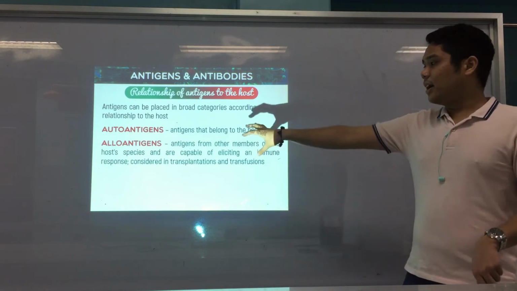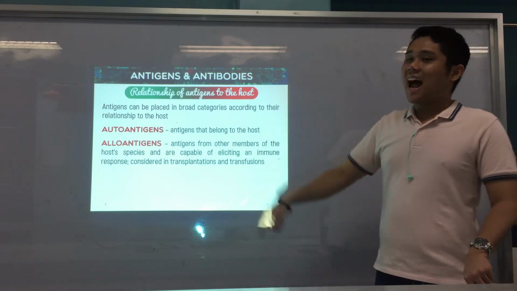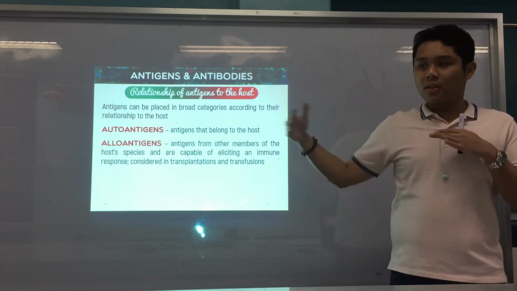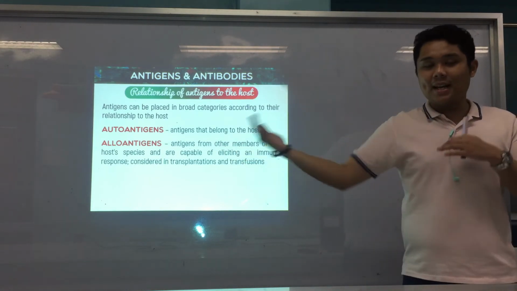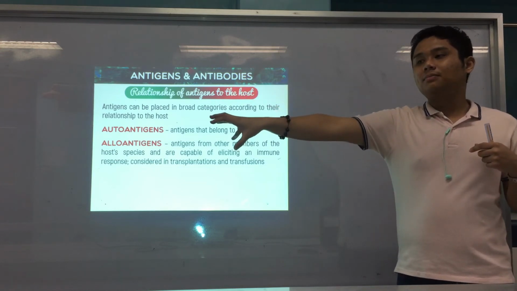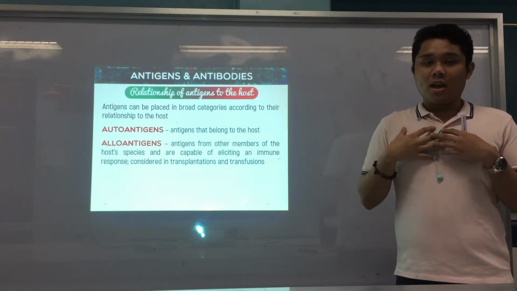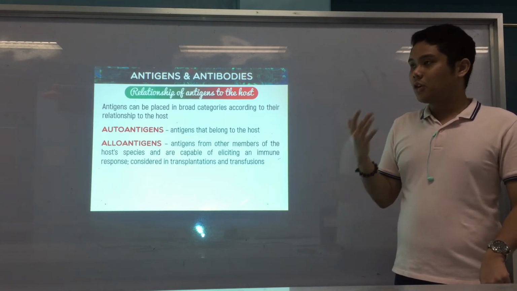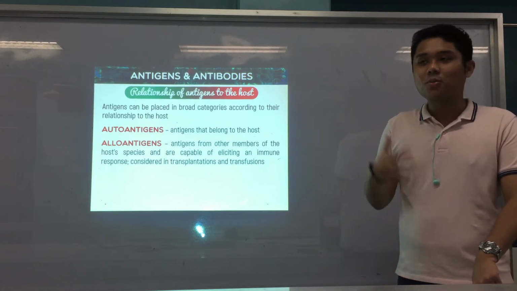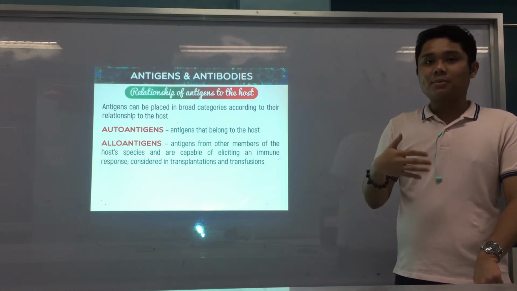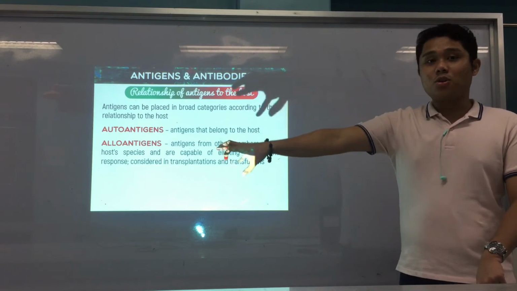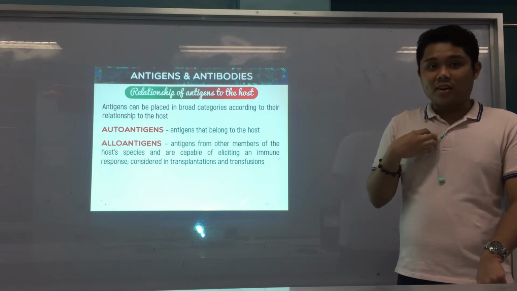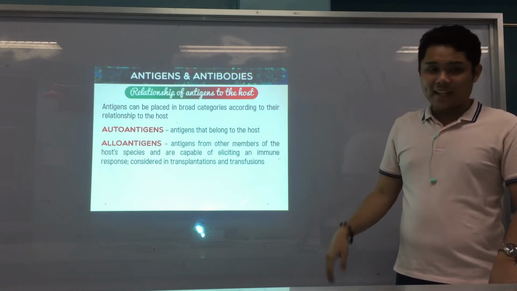Next, alloantigens. By the name itself, allo, from the same species, like human to human, animal to animal. Usually they can elicit an immune response. For example, if an antigen from another individual is introduced to you, that is non-self, so it will elicit an immune response. We consider this usually in transplantations and transfusions. That's why it is important that in transfusion and transplantation we test for antigens coming from the donor, so that it does not elicit an immune response in the receiver, because the receiver can die. That's alloantigens.